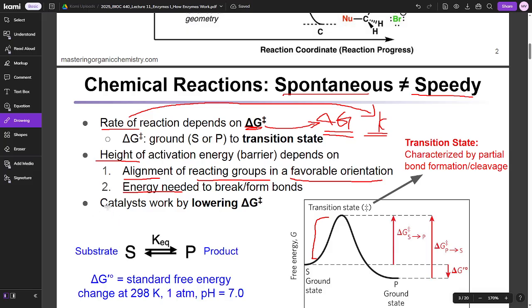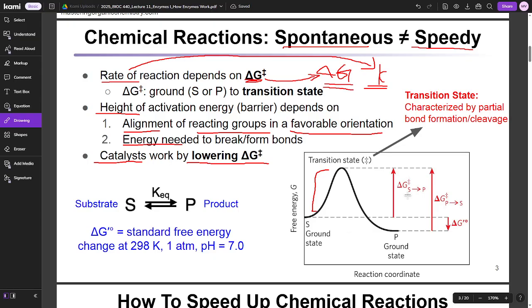So catalysts, aka enzymes, work by lowering this delta G double dagger. They take this hill and they make it lower. So they make it like this instead. That's the main gist there. So you can see here delta G double dagger.